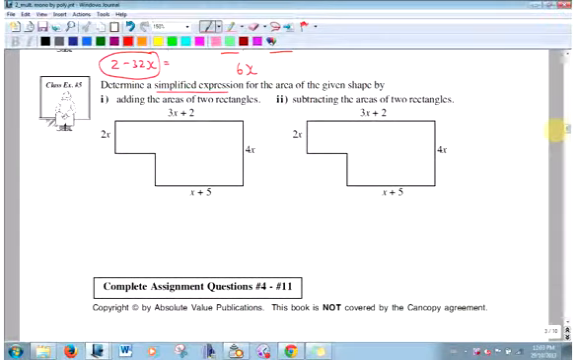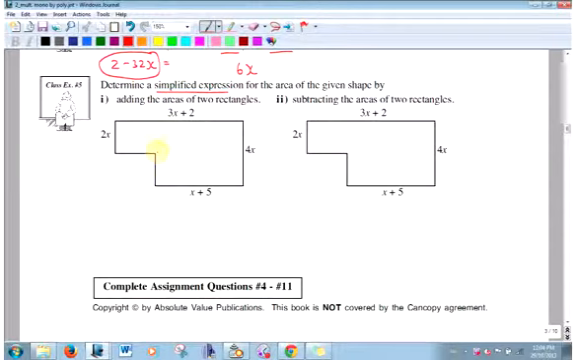Okay? What's the name of this shape? Blah, blah, blah. We don't know. I don't know. There's no formula for the area of that shape, even if I know what I call it. But I do know the formula for the area of a rectangle. Okay? So, let's add the areas of 2 rectangles.